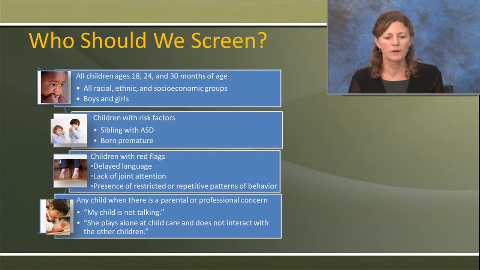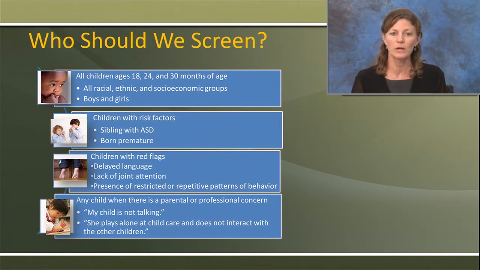So next we're going to move on to who should we screen? And the answer to this is simple: every child. It is recommended that all children at ages 18, 24, and 30 months are screened. Now this includes all children of all racial, ethnic, and socioeconomic backgrounds. We know that autism does not discriminate. It does occur across all of these groups.